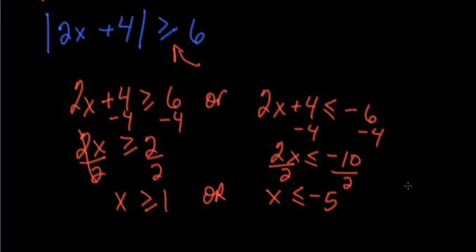Remember, open circle versus a closed circle. Look at your symbols. If there is a line under the symbol, that means it's going to be a closed circle. If there is no line, such as with greater than or less than, it'll be an open circle.